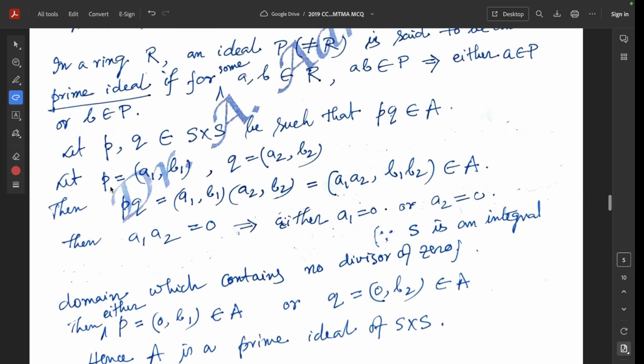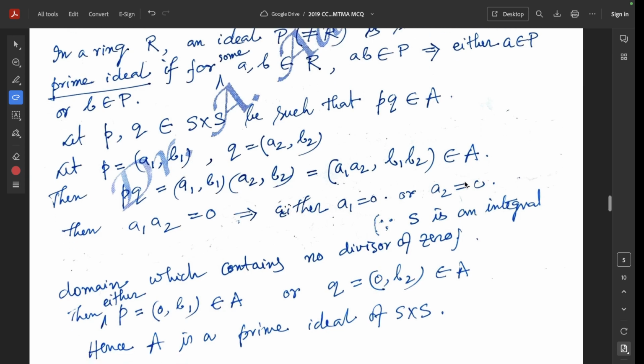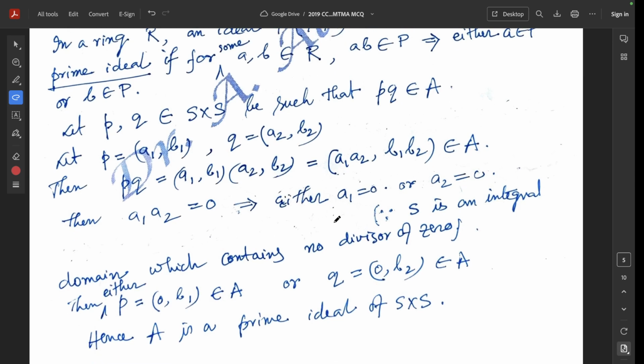Now let P, Q belong to S cross S such that P into Q belongs to A. Let P equal (a1, b1) and Q equal (a2, b2). Then P into Q equals (a1 a2, b1 b2), that belongs to A because PQ belongs to A.